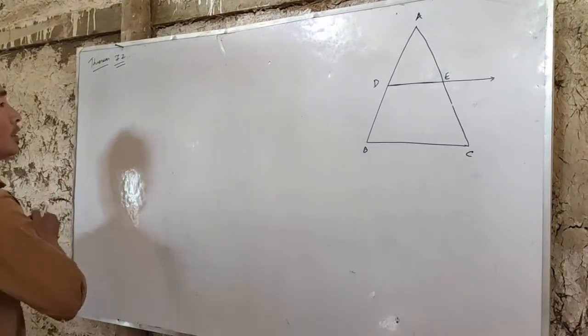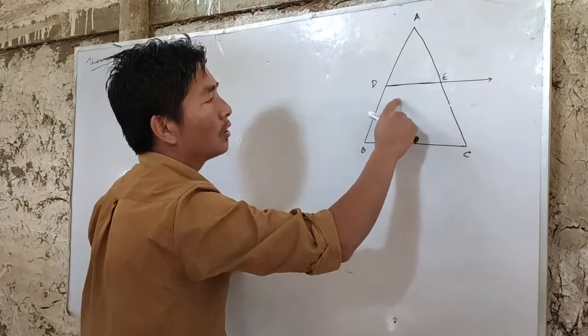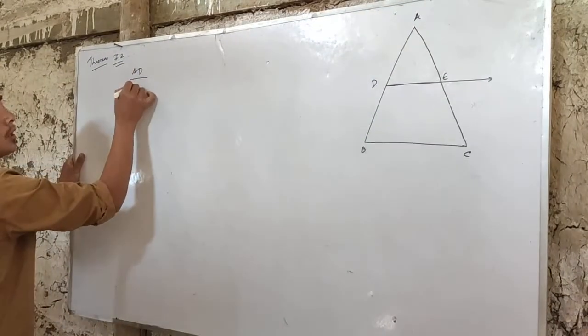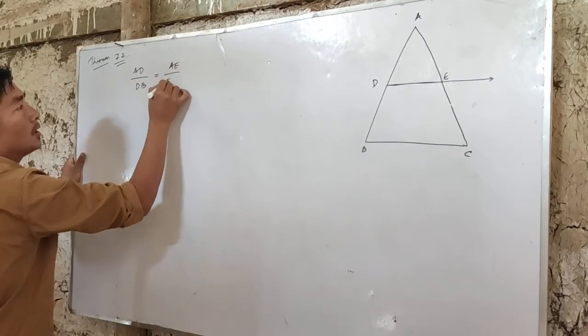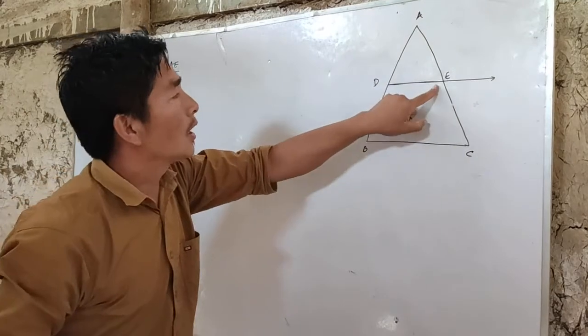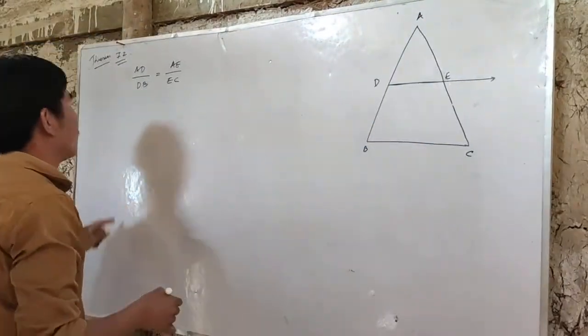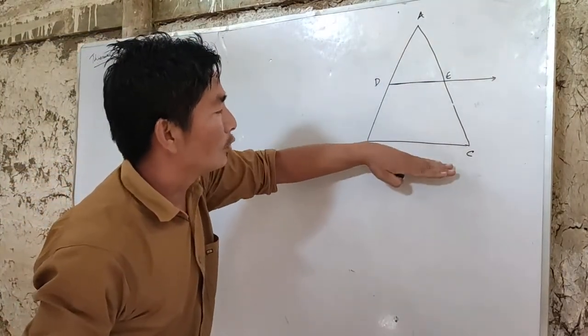Now, the given condition is that when we consider triangle ABC, DE is a line drawn in such a way that AD divided by DB is equal to AE divided by EC. In other words, this particular line DE divides the sides AB and AC in the same ratio. Now we are asked to prove that this DE is parallel to BC.